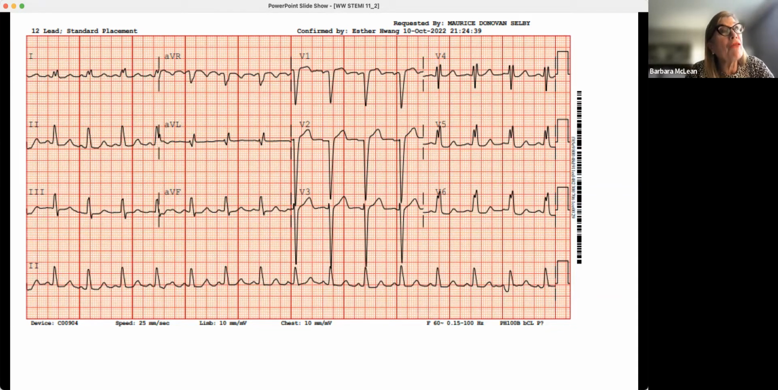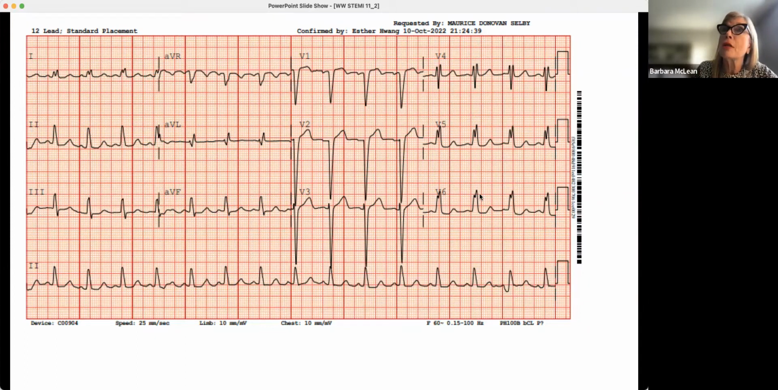And the criteria for hypertrophy, and particularly for left ventricular hypertrophy, is the S wave in your right-sided leads, V1, V2, V3, added to the R wave in the left-sided leads, V4, V5, or V6, should be greater than 35 millimeters. And that's a really basic standard. It's not the only one. There's lots of standards, but greater than 35 millimeters.